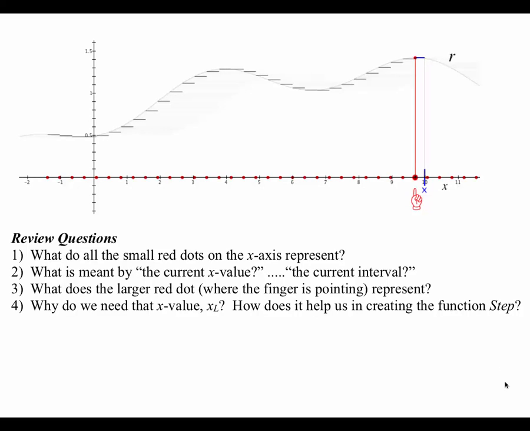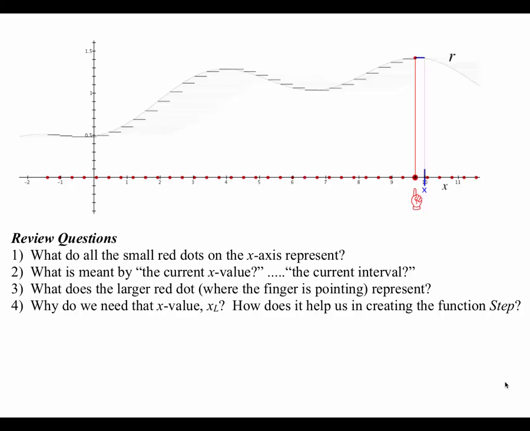Okay, what do all the small red dots on the x-axis represent? So all this whole line of dots, why are they there? Just to mark off the intervals, right? We have a constant delta x, and those red dots are showing the endpoints of the intervals according to that delta x that we picked.